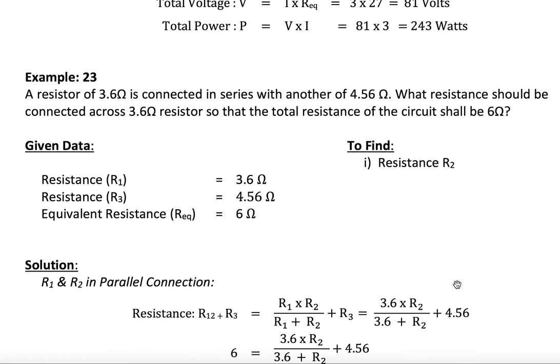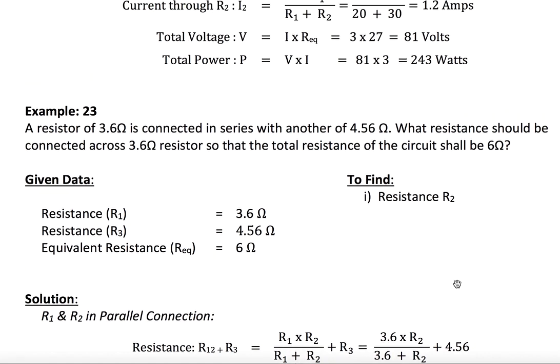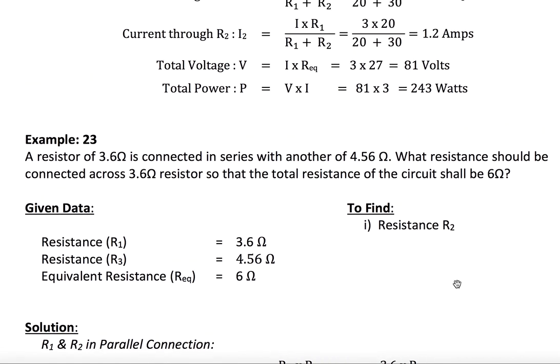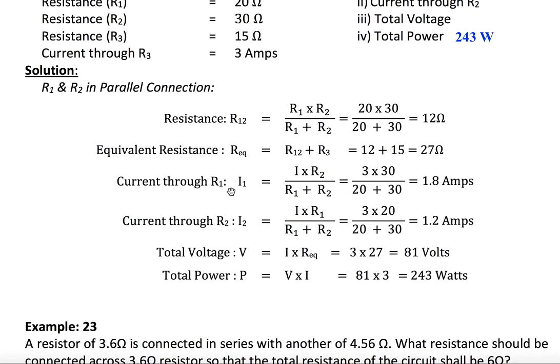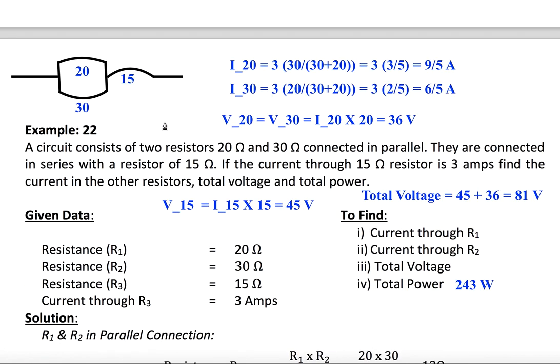Okay. A resistor of 3.6 ohm is connected in series with another 4.56 ohm. What resistance would be connected across the 3.6 ohm resistor so that the total resistance of the circuit shall be 6 ohm? Okay, there is some resistance. You have to connect some other resistance in parallel with this 3.6 ohm. You can use the same circuit. How to use the same circuit? You can ask me.